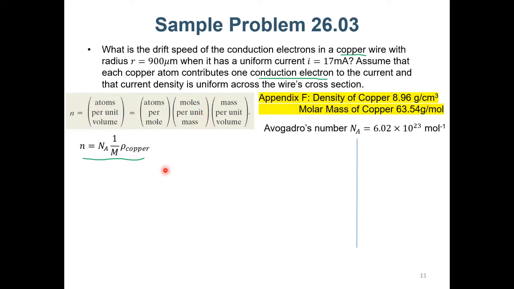So the first one is the mass per unit volume, which refers to the copper. The density of copper is 8.96 gram per centimeter cube. And the molar mass of copper is 63.54 gram per mole. So suppose you get all these three numbers, then you can plug them into this equation.